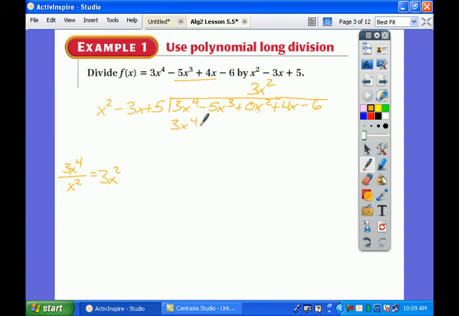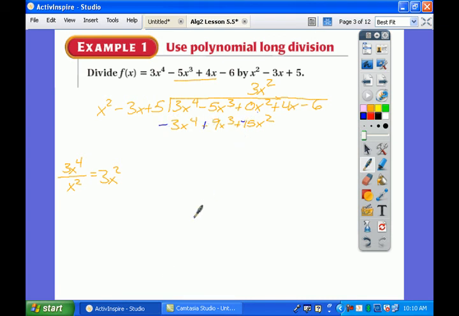Now what do we do? We multiply. So I'm going to take the 3x squared times x squared. So 3x to the fourth. 3x squared times negative 3x, negative 9x cubed. 3x squared times 5 is plus 15x squared. What's the next step in the process? We subtract. Okay, this process is identical to the one you learned in 4th grade. We subtract.